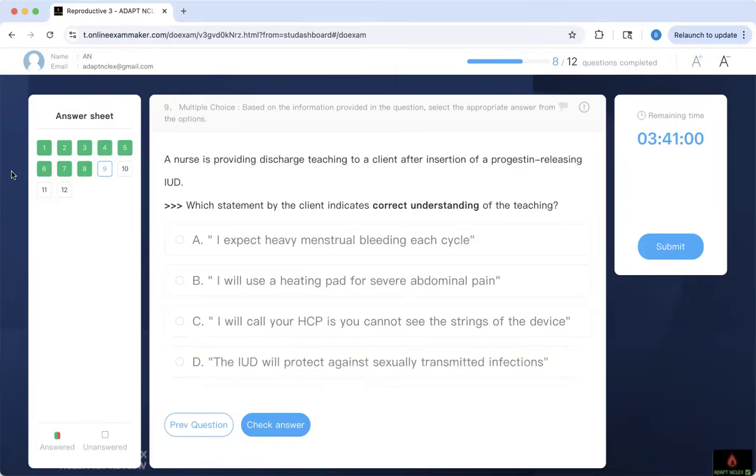What do you think? Which one is a priority? You pick your answer. Let me know. Now I told you about IUD. If you can't see the string, it may be displaced in or out. Therefore, that's a priority. Menstrual bleeding every cycle, you should not expect that. It can control your bleeding. Heating pad for severe abdominal pain, it may be perforation. It can perforate your uterus. You should call the doctor. It does not protect against sexually transmitted disease. Therefore, C is the right answer.